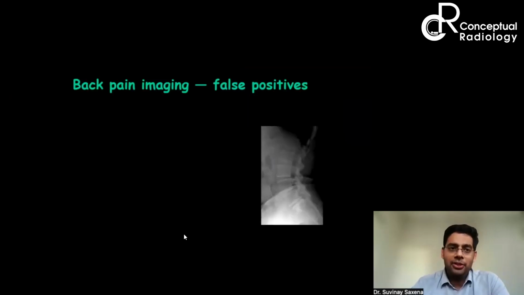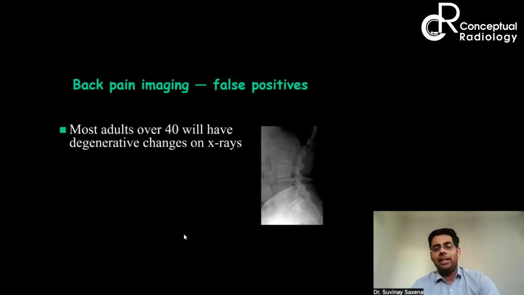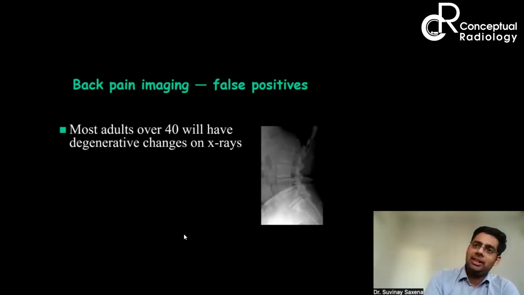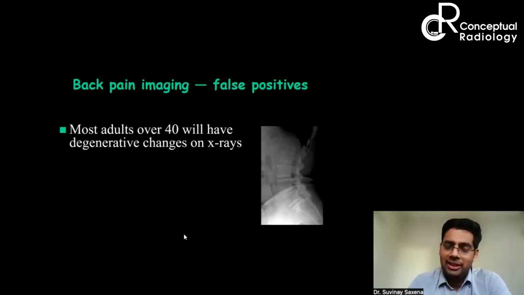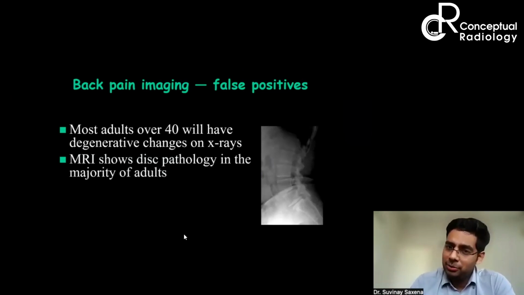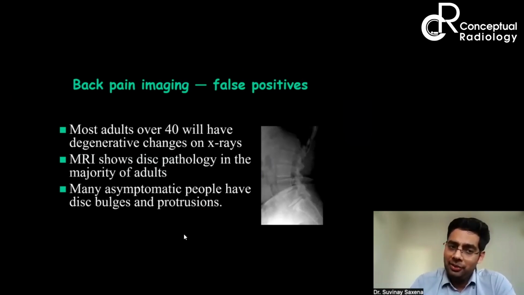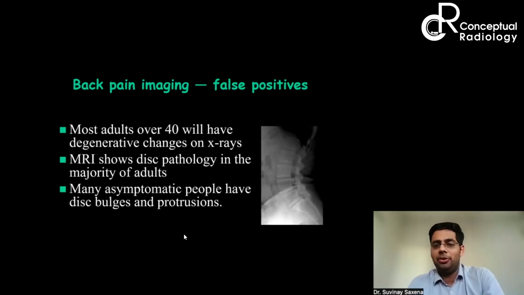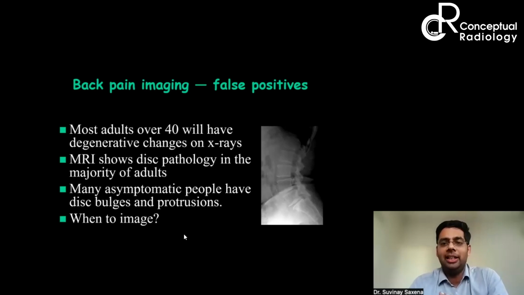Now, at the offset, इतने सारे back pain imaging आपके पास आते हैं, there are a lot of false positives. क्यों? Because most of the adults, and right now we see a lot of young people also, because of the increased desk jobs, everyone is having some sort of cervical pain, some sort of lower back pain. We see people with degeneration reported in their MRIs. We see degeneration on X-rays. MRI shows pathology in most of them. Many of them MRIs report disc bulge and protrusions. But what is the pain trigger and when should we ideally image?